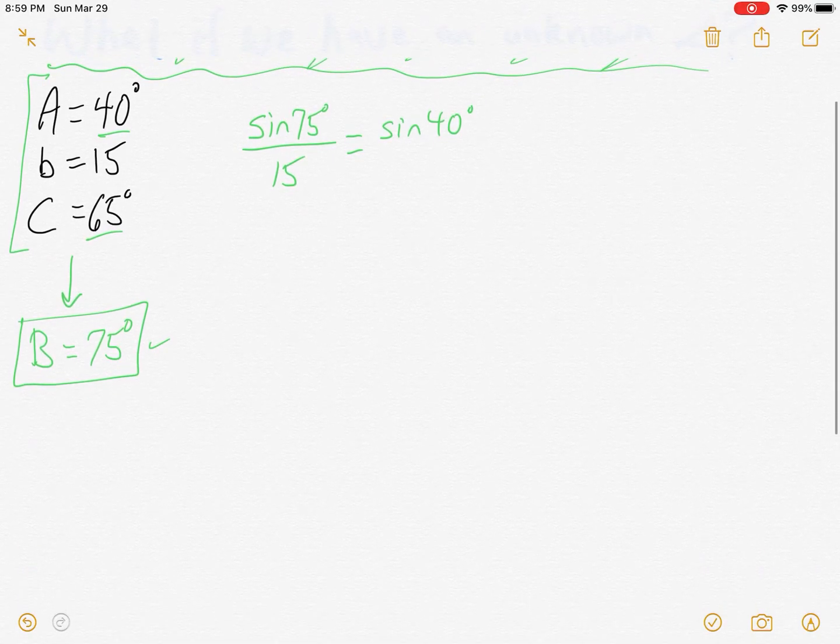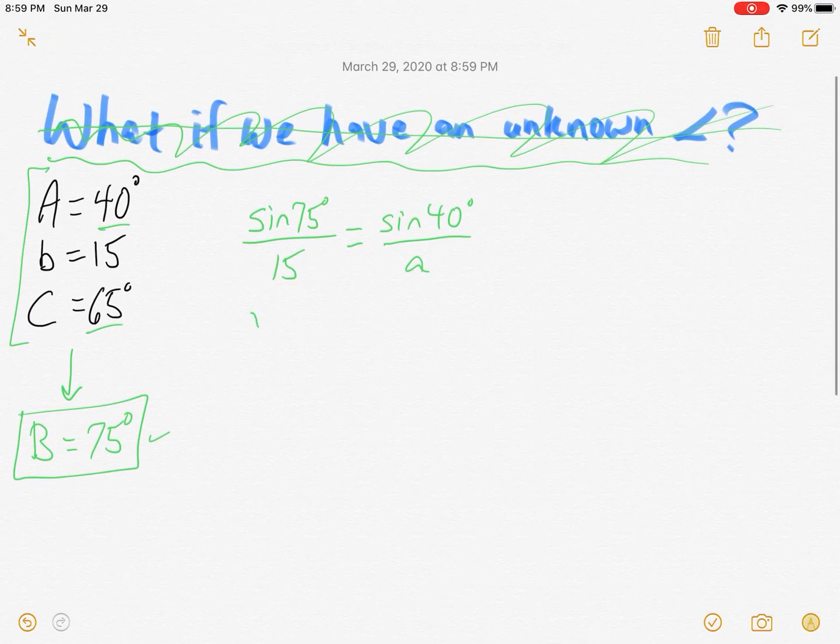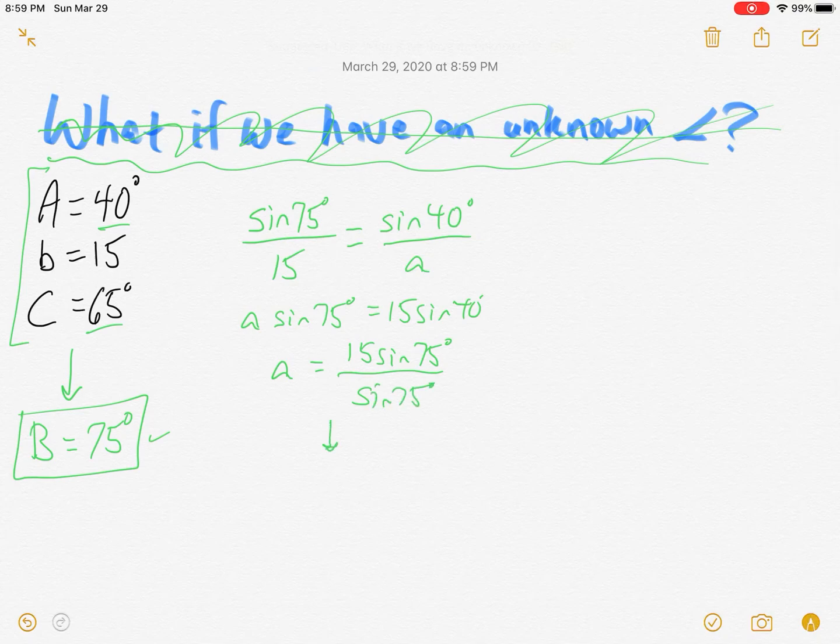So our known column, and we put this over little a. And we cross multiply. A sine 75 degrees equals 15 sine 40 degrees. We divide by sine 75 and get some answer. And I haven't got a calculator, but what's that going to be? Well, you can look at it and see A is the smallest angle, so it should be the smallest side, so it's certainly going to be smaller than 15.